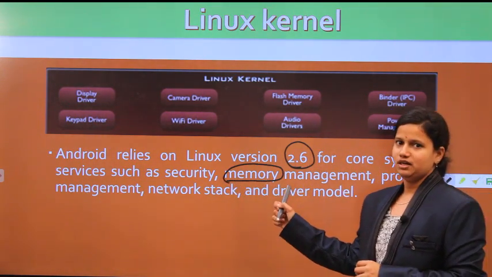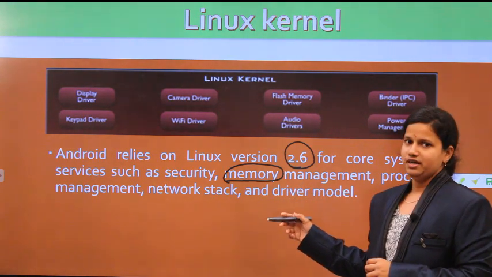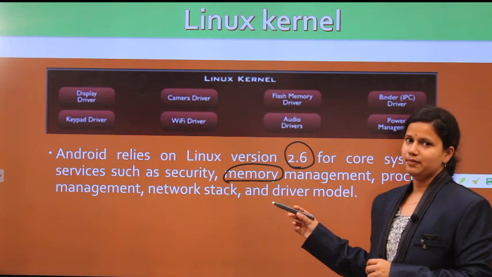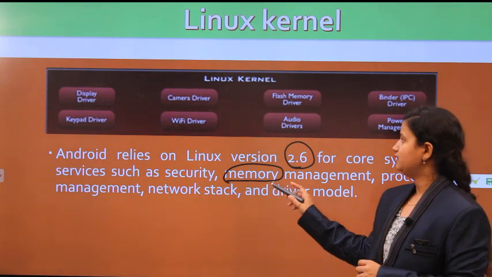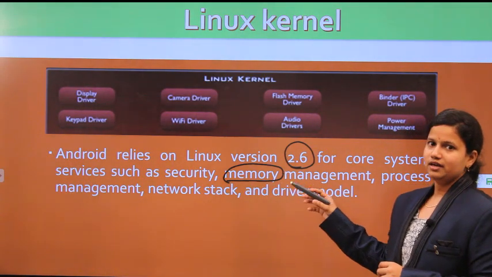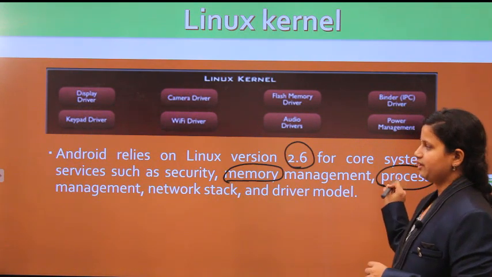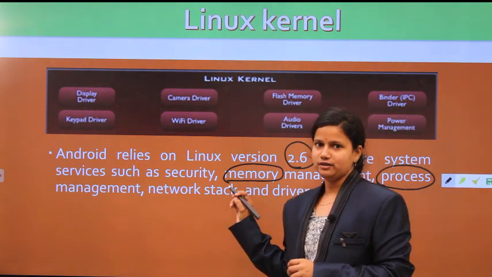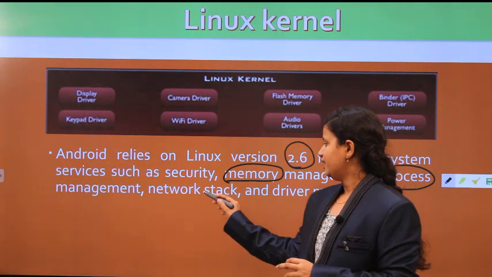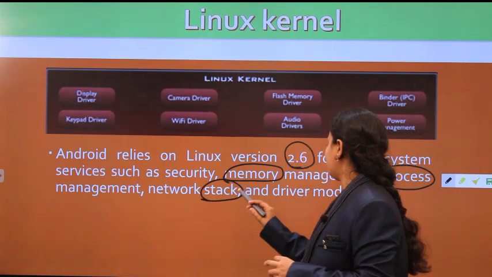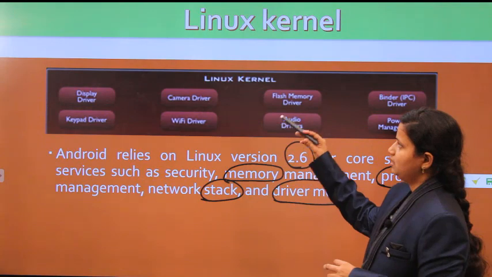When any application requires memory, it will automatically free up the unused space of other applications. So the other applications' memory is given to the presently required application. And process management: what different processes are required? Those processes are also to be managed within these applications. And the network stack and driver model. So these are the different services provided by the Linux kernel.